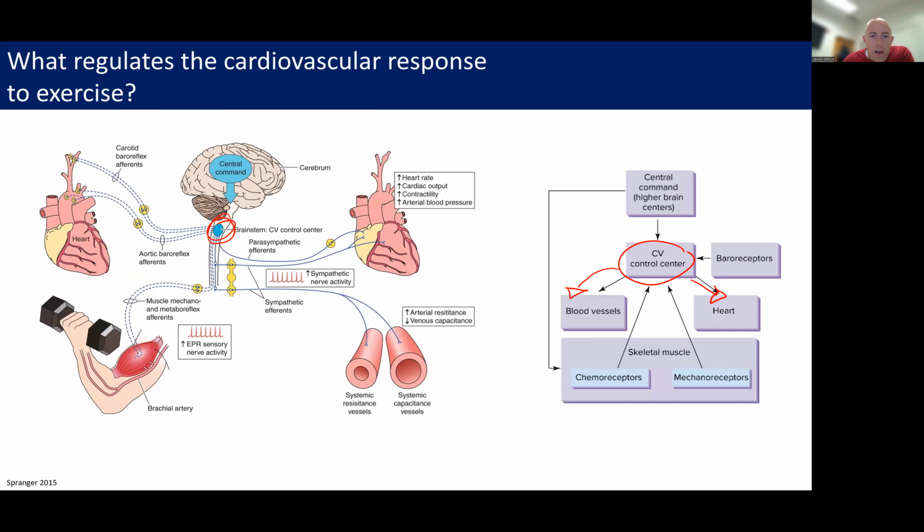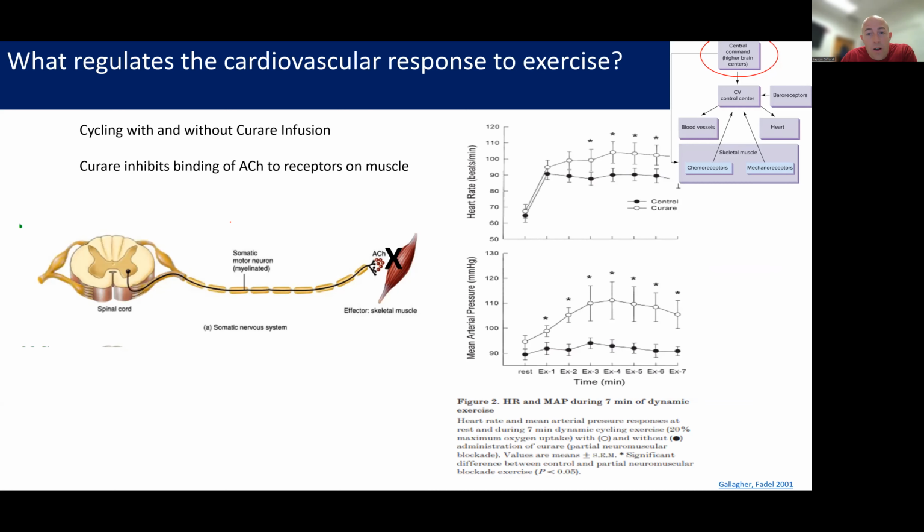It's pretty cool. And in preparation for that exercise, the cardiovascular control center will decrease the parasympathetic inhibition and increase sympathetic activity, which will increase your heart rate. So here's a really cool study. This one was done by infusing something called curare, which we've talked about in the past. It's blocking the communication, or inhibiting the communication, between the motor neuron and the muscle.